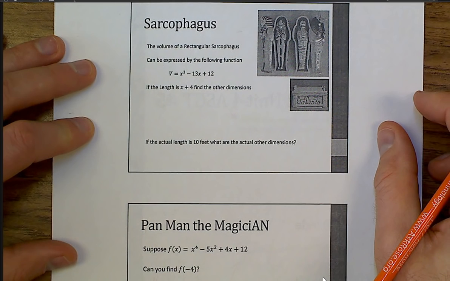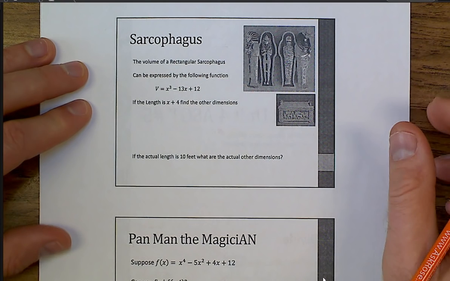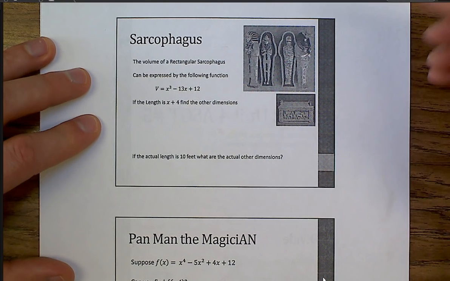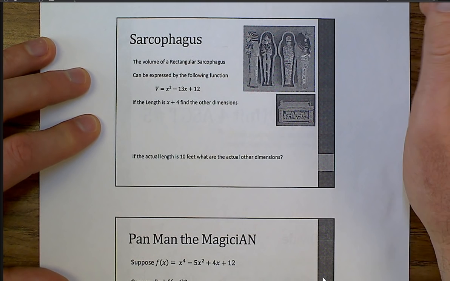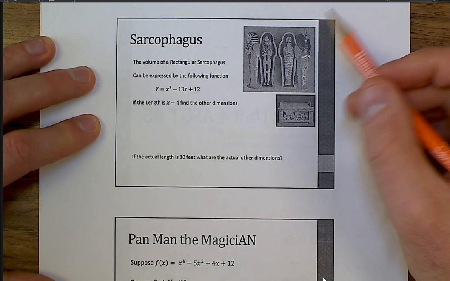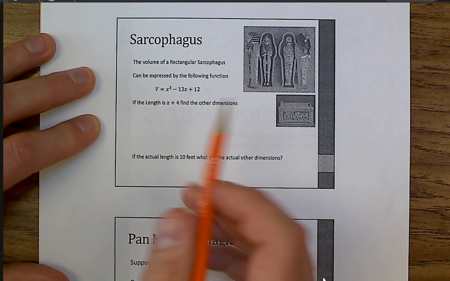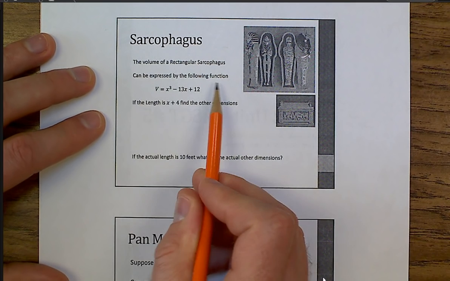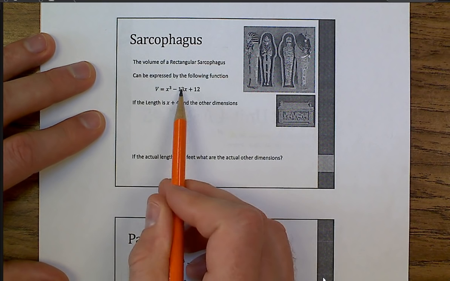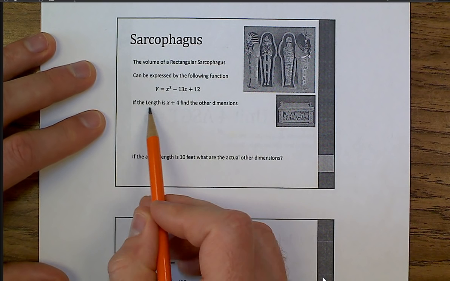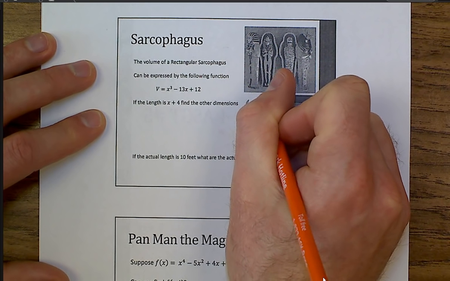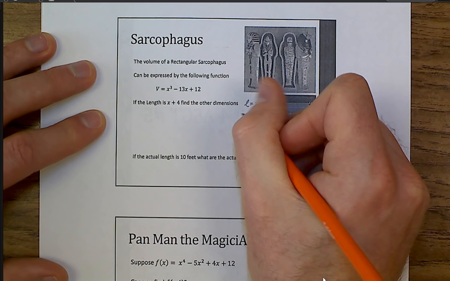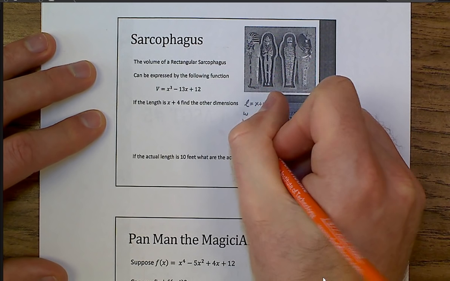So here's a situation. We have the volume of a rectangular, I don't even know what that is, sarcophagus? I assume it has something to do with a tomb. But it can be expressed by the following function. Volume, x cubed minus 13x plus 12. If the length is x plus 4, what are the other dimensions? So we have to find the width and the height, all right?